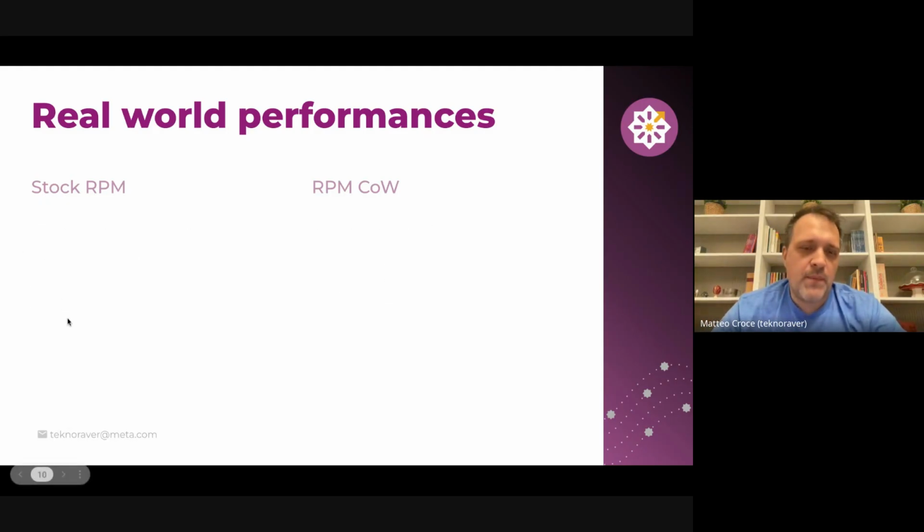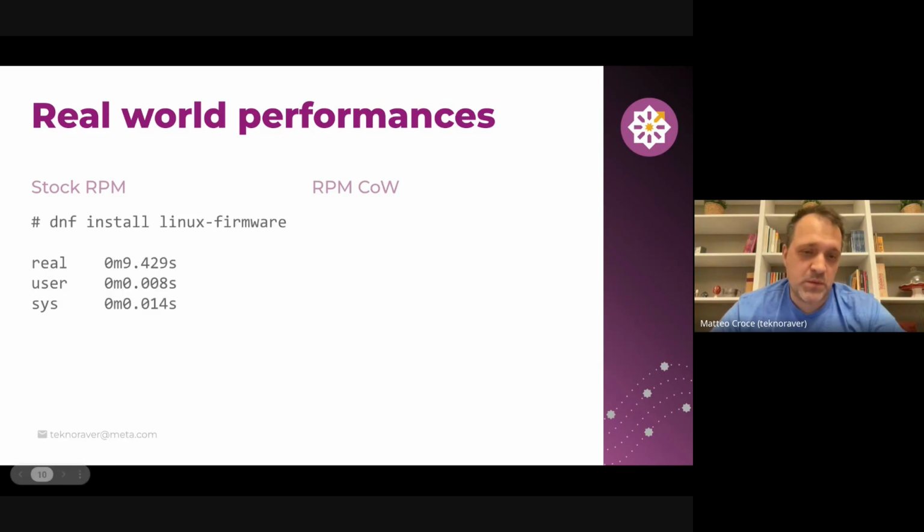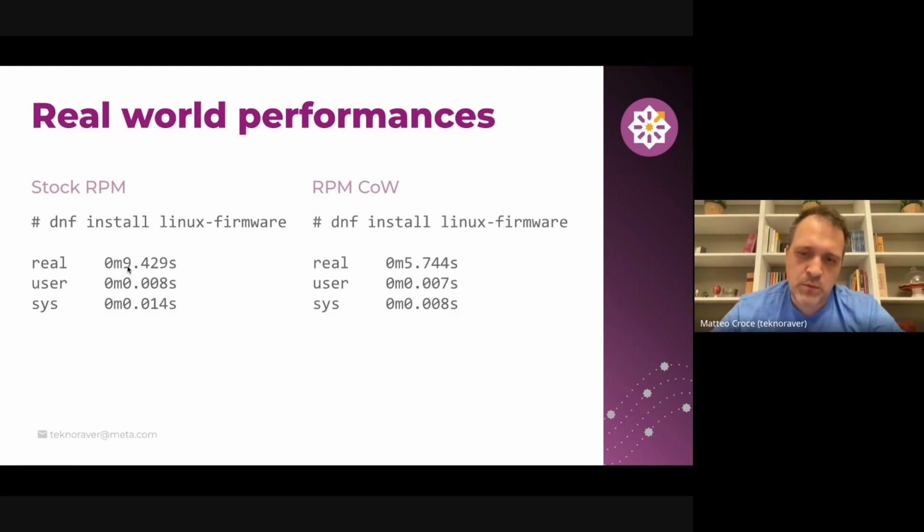So everything. And the best case is this package, Linux firmware, which contains a few big files. When I say big file, I mean more than half a megabyte, more or less, which is enough to show a huge improvement. So the package installation dropped from 9 seconds to 5 seconds and something with this package.